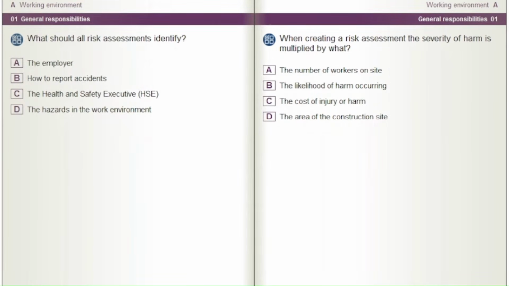What should all risk assessments identify? The employer, how to report accidents, the health and safety executive, HSE, the hazards in the work environment. When creating a risk assessment, the severity of harm is multiplied by what? The number of workers on site, the likelihood of harm occurring, the cost of injury or harm, the area of the construction site.